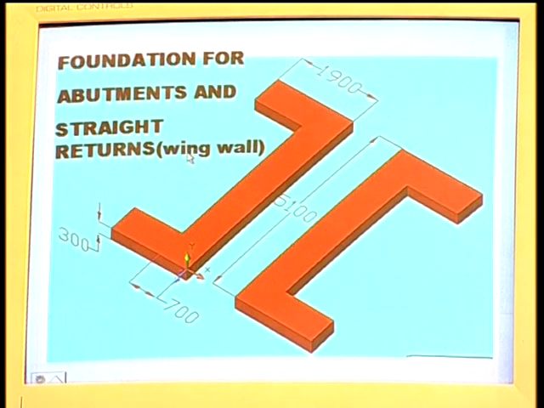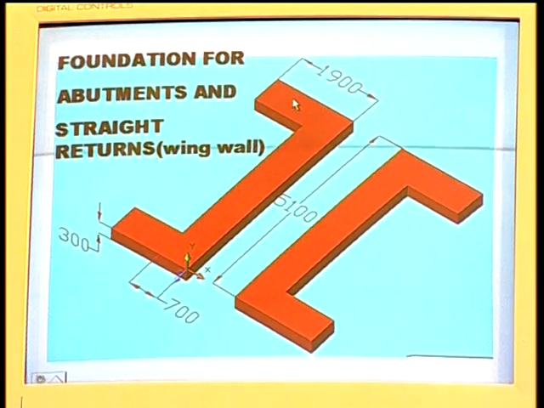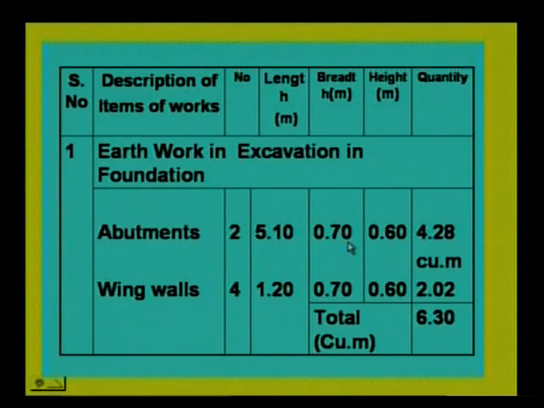Now with this background, we will go to the step by step estimation of RCC slab culvert. Now look at the estimation. You can see here the first item in this estimation is earthwork in excavation for foundation. Now again foundation, you have the abutments. Two abutments are there.